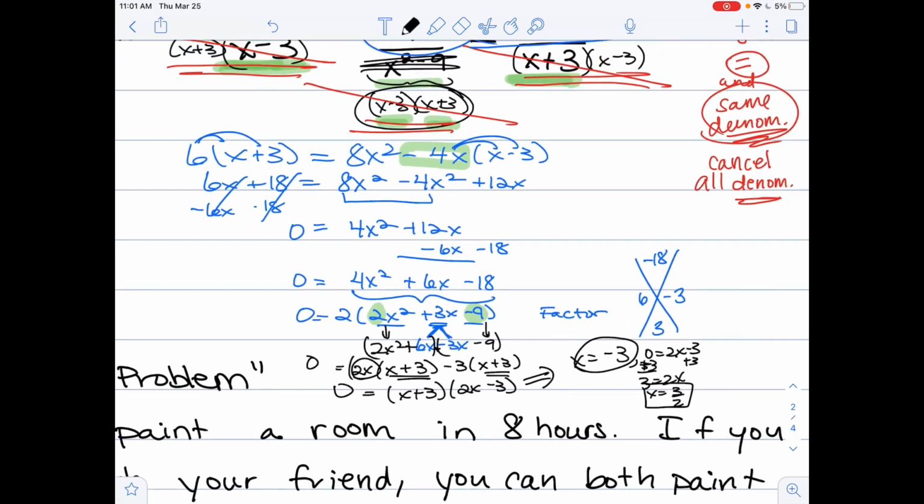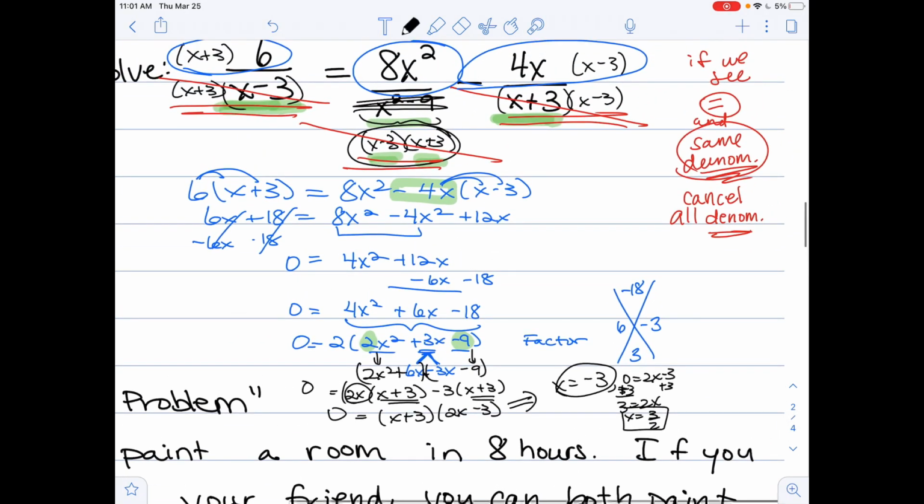Go back and plug them back in. I can see in the original denominators, do you see how if x was negative 3, this would make it 0 here on every single one? So we know x equals negative 3 is an extraneous solution, so the only one that's going to work is this one. Okay.